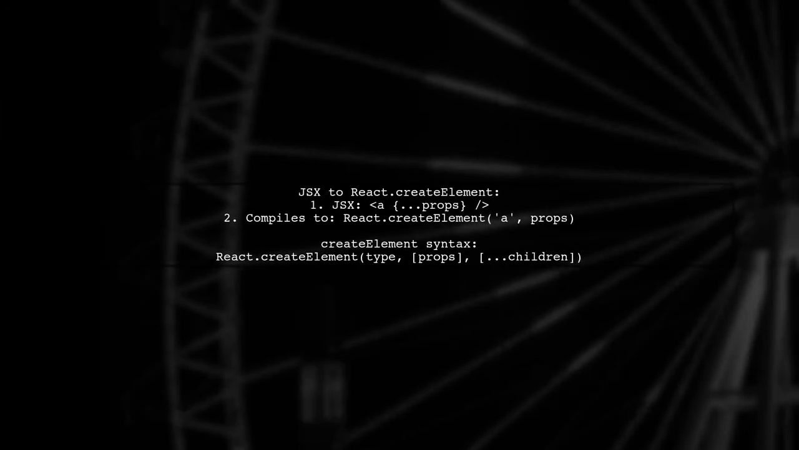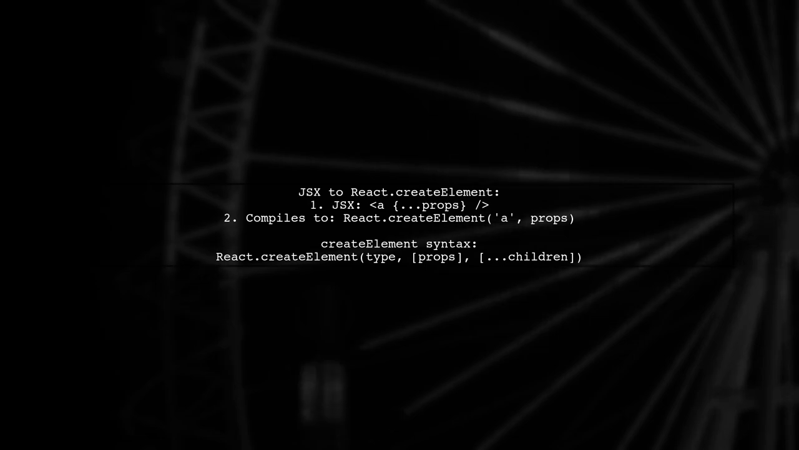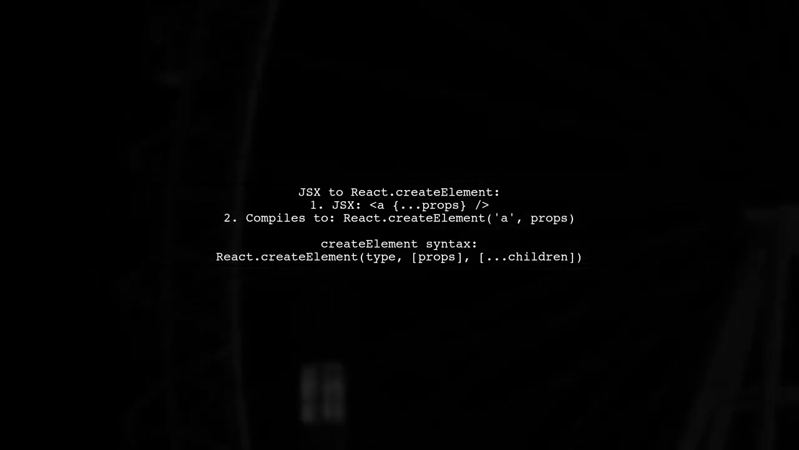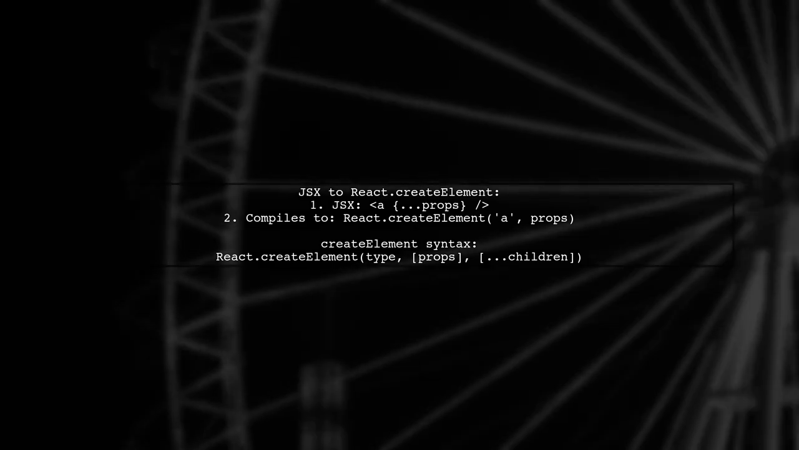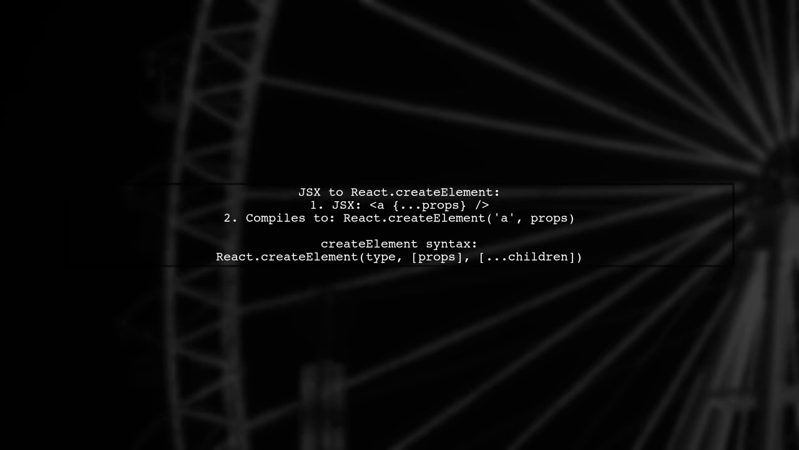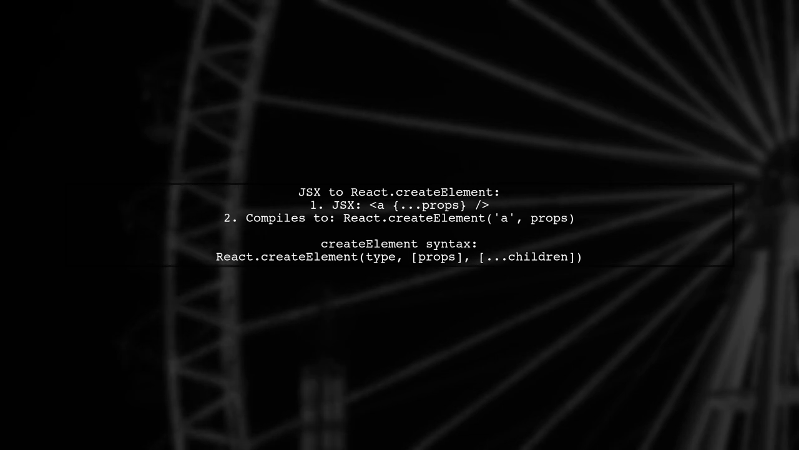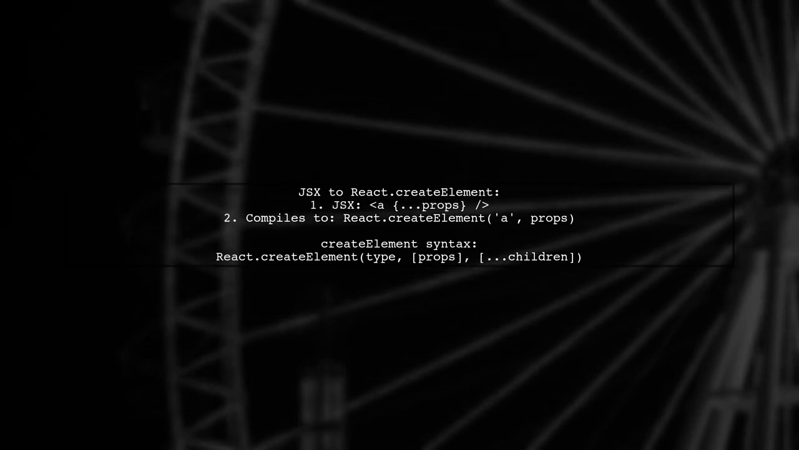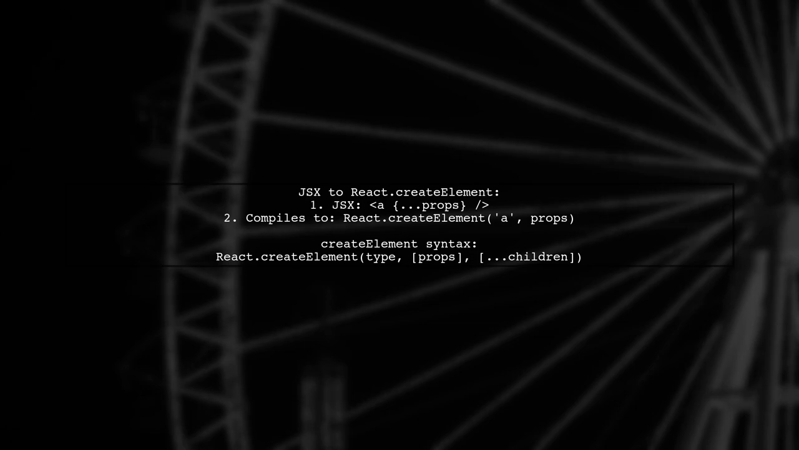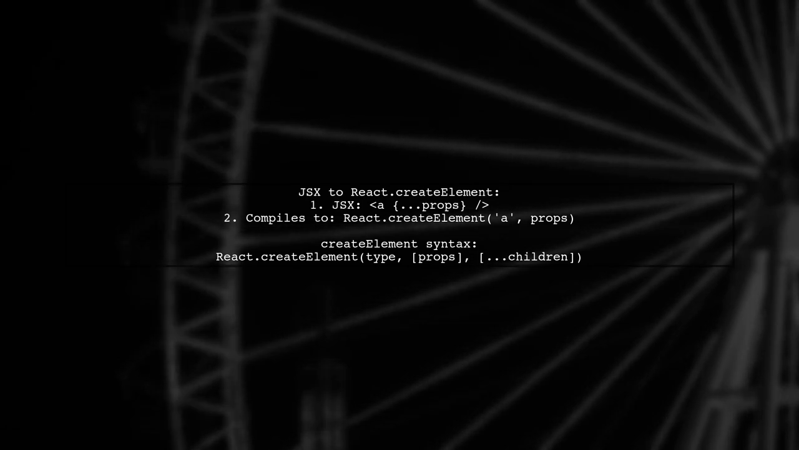In React, JSX can pass element children as attributes instead of explicit children. When using the Babel compiler, JSX like this returns a React.createElement call. The createElement function takes a type, props, and children. If the children parameter is omitted, it might seem like there are no children, but the props object can still include a children property.